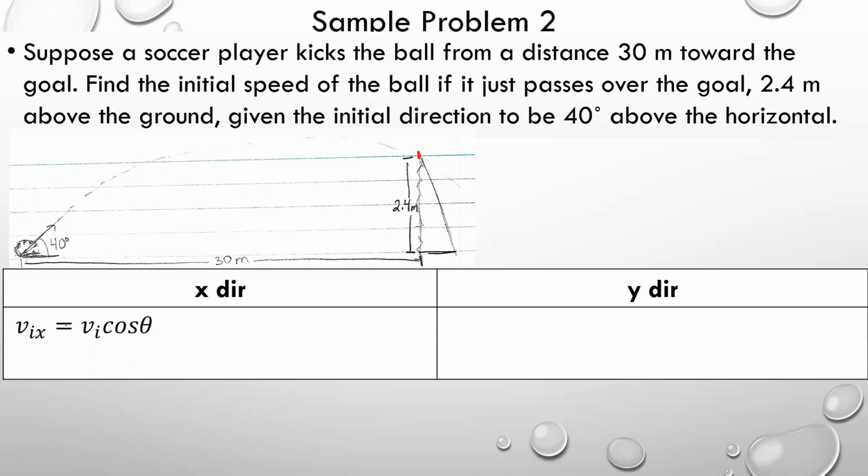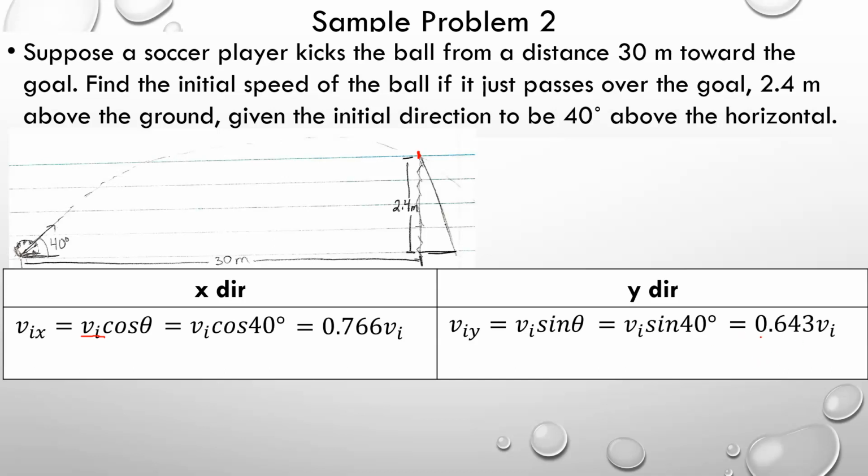So we know that Vix will be equal to Vi cosine theta. The problem here is we don't have Vi. However, we do have theta, which is 40. And I always find it easier to work with actual numbers than trig functions. So I'm going to say, okay, I know that Vix equals Vi cosine 40. And the cosine of 40 degrees is 0.766. So I know that Vix is equal to 0.766 Vi. Let's do the same thing in the y direction. So Viy will equal Vi sine theta. Again, we don't have Vi, but we do have theta.